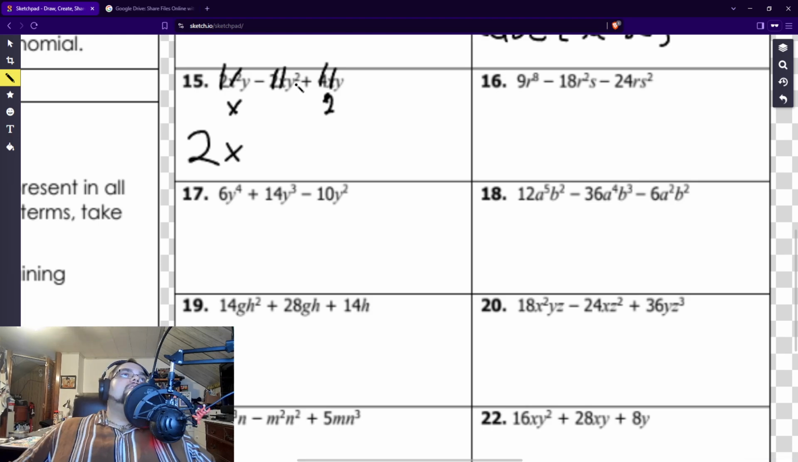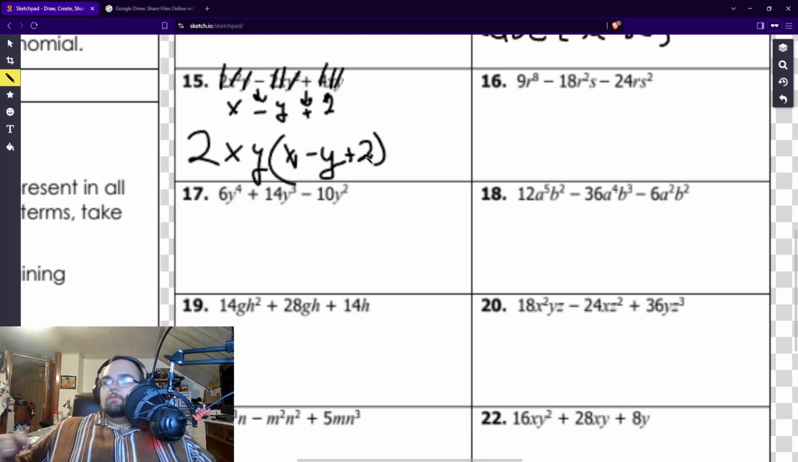Y squared, and y. I'm going to pluck out a y because that's the lowest degree. That's the most I could take out. I'm going to pluck out a y, cross that off, pluck out a y from the y squared. That leaves me with a y. Bring down my signs. Minus, plus, and I'm left with x minus y plus 2. Izzle for rizzle.